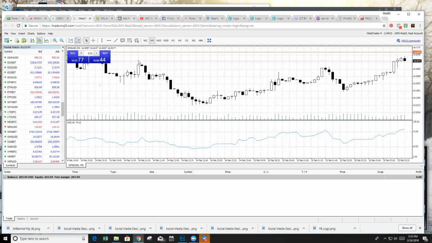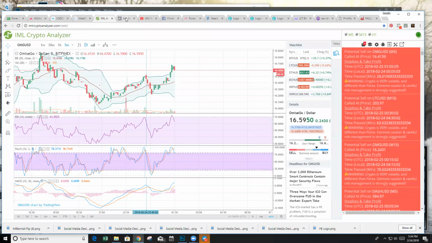So speaking as far as risk management goes with cryptos, you want to be very cautious, because it's very volatile, and the pips, like the lot sizes, it's a lot different to Forex.